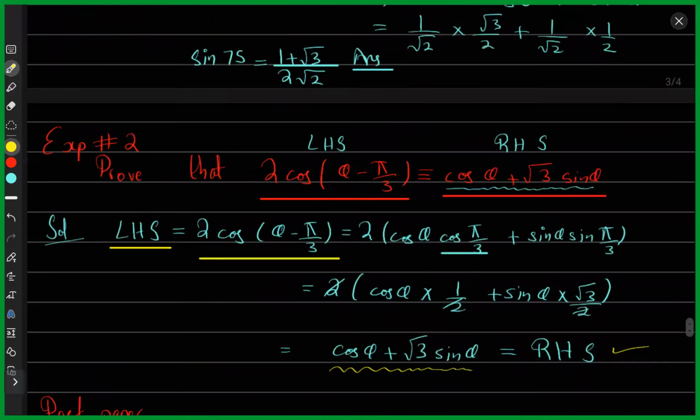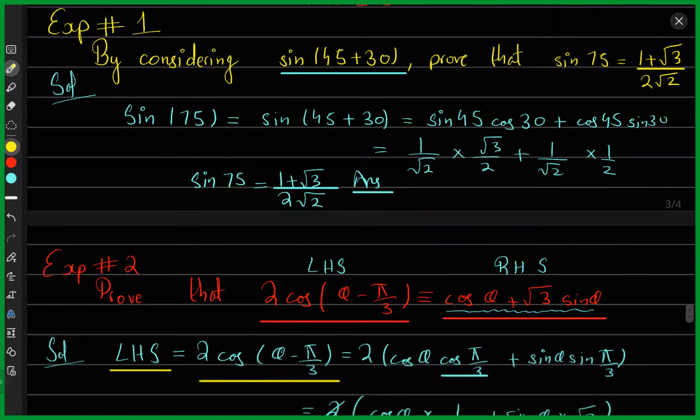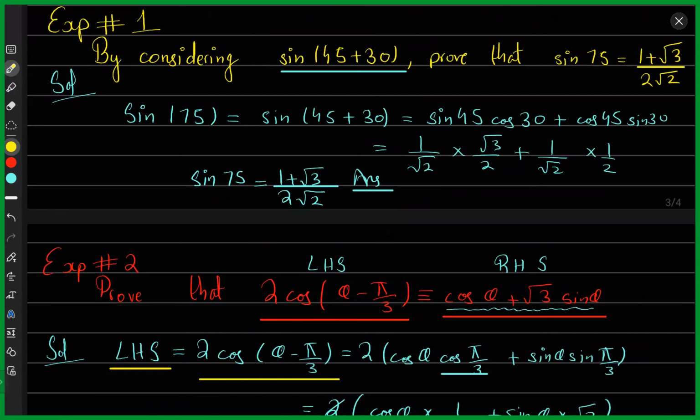Okay. So for example number 1, you had to prove that sine 75 is 1 plus root 3 divided by 2 root 2. For that, the reference was given. We had to use this as reference. So we just use sine 75 equals this thing. And then we just use the addition formula. This would give me sine 45 cos 30 plus cos 45 sine 30. And we just added values. And finally, I got this one.